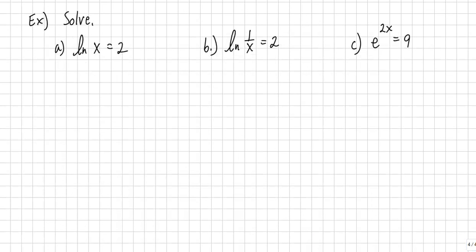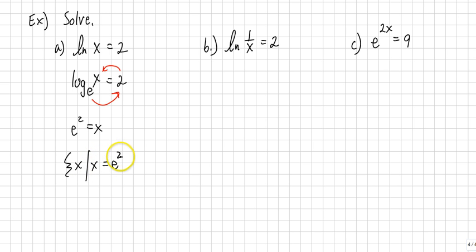Well, we can also solve equations just like we did with other logs. The only difference here is the base is e. So if you have natural log of x equals 2, that's the same thing as log base e of x equals 2, and then you can do the circle thing. And e squared equals x. So our solution is the set of all x such that x equals e squared.